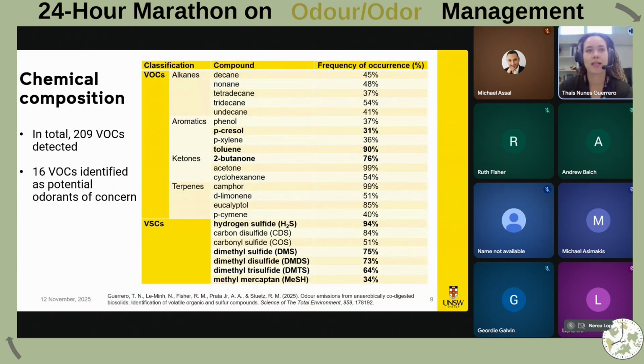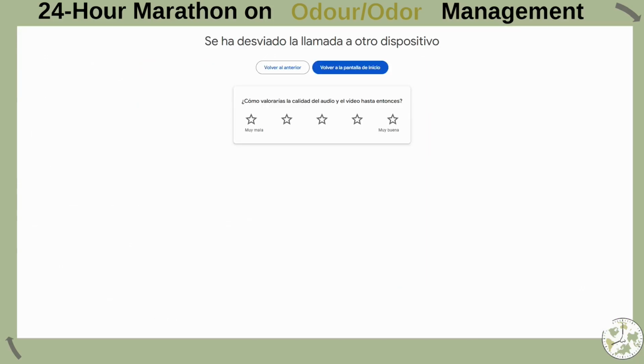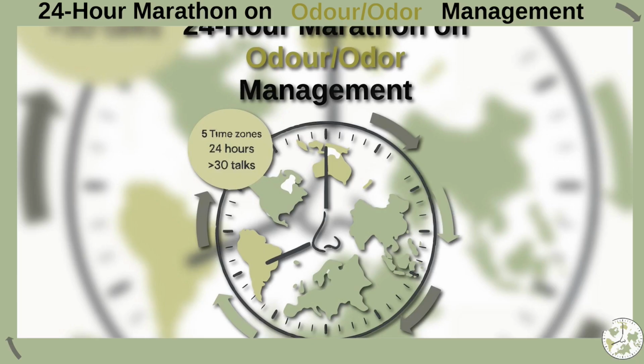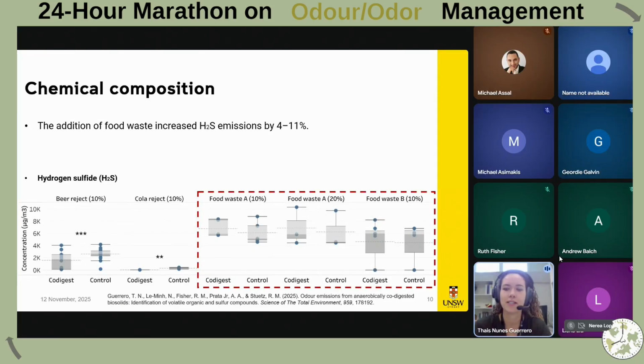But then we also looked at chemical composition, and we detected 209 volatile organic compounds. And from those, we prioritized 16 as potential odorants of concern, which we'll see in the table. And in particular, that is a significant increase.